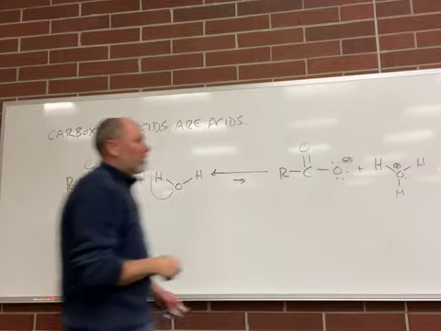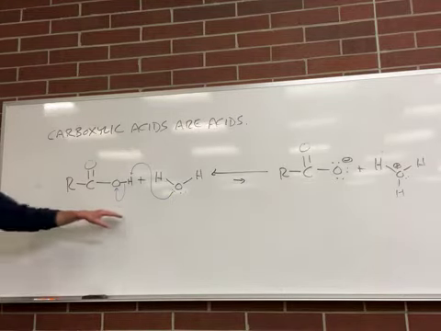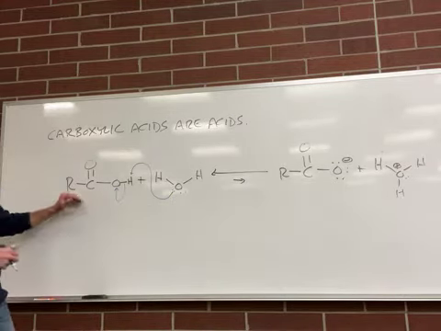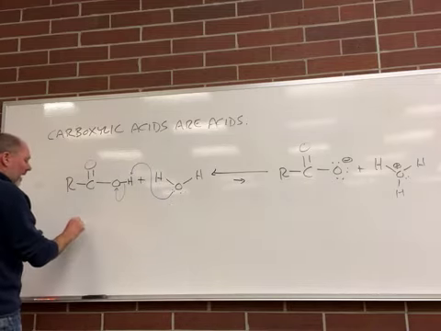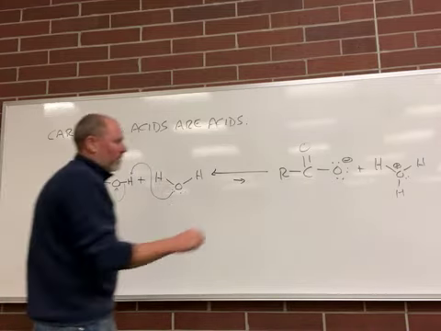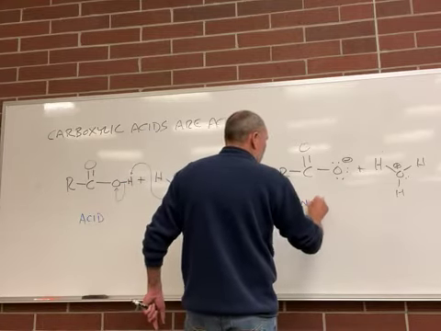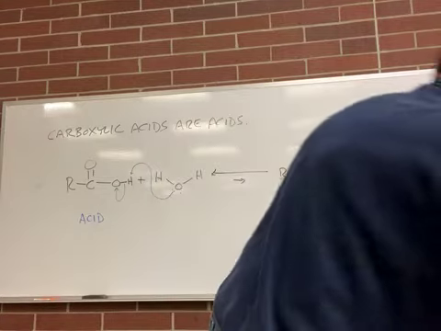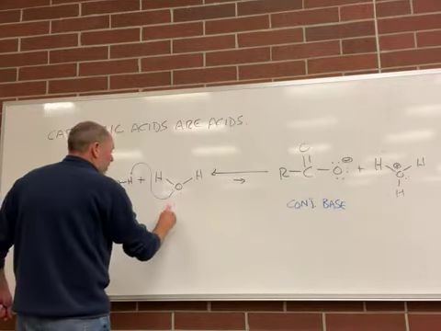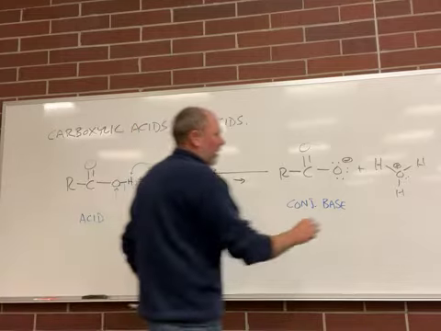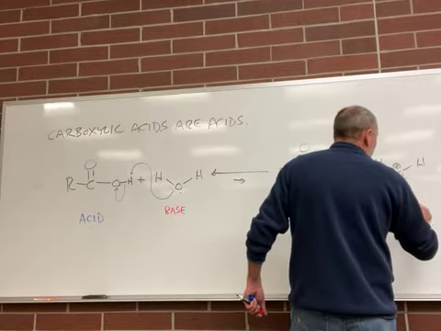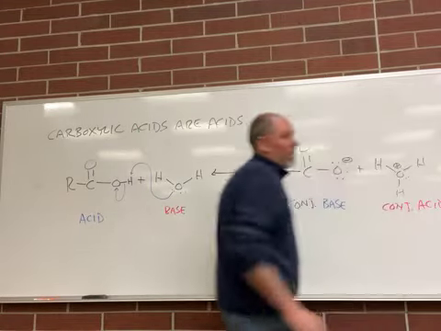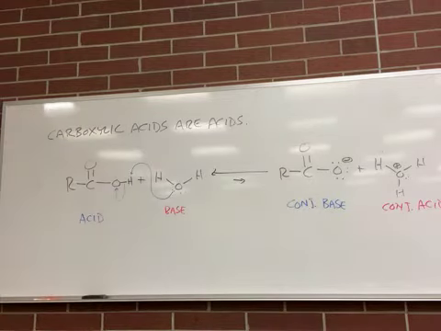Okay? So we have an acid-base reaction. My acid becomes my conjugate base. My base becomes the conjugate acid. And that process is in a dynamic equilibrium. The equilibrium in this case is far, far, far, far to the left.